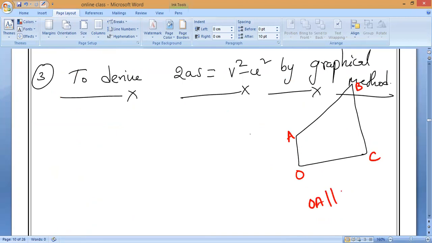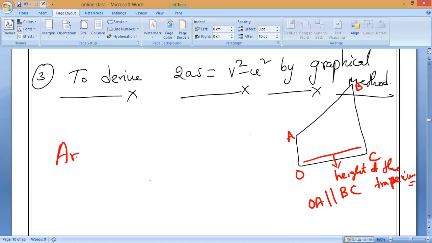OA is parallel to what? BC. And OC is the what? OC is the height of the trapezium. Do you understand, everyone? Height of the trapezium. As I said yesterday also, one side is opposite to the other; that is what we call a trapezium. And this is the hypotenuse.